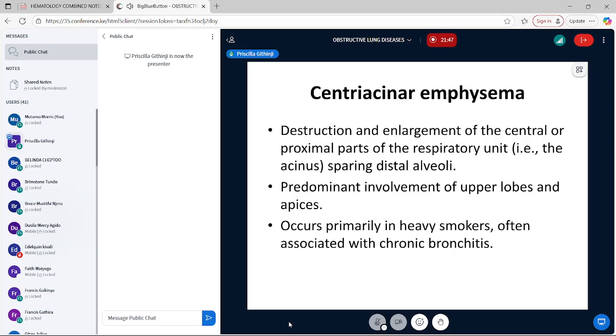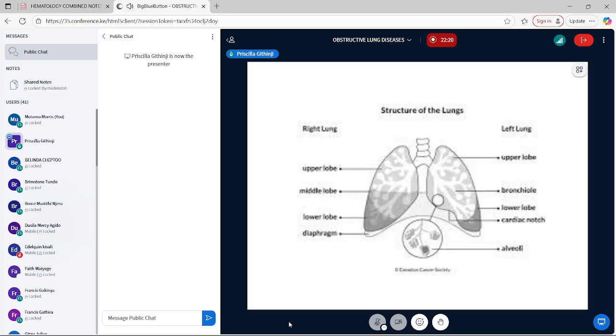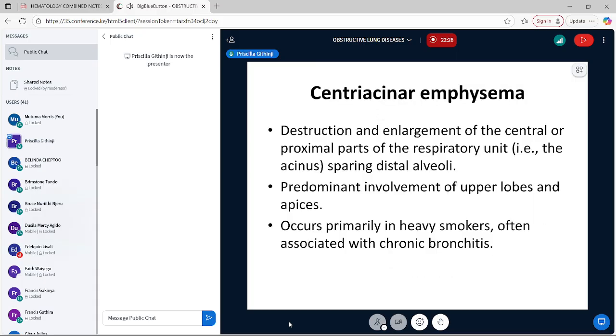So let's look at each one of these types of emphysema. Let's start with central acinar. So in central acinar emphysema, you have destruction and enlargement of the central or proximal parts of the respiratory unit, and this usually spares the distal alveoli. For those who have central acinar emphysema, this will predominantly involve the upper lobes and the apices of the lungs, like I was showing you. So the lower lobes will be spared from central acinar emphysema. So central acinar emphysema usually occurs primarily in heavy smokers, and more often than not, it is associated with chronic bronchitis.